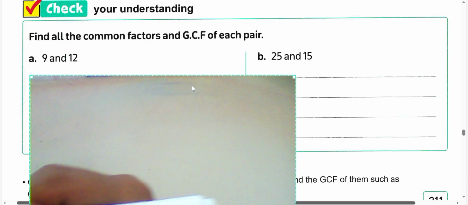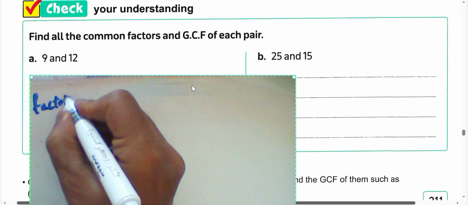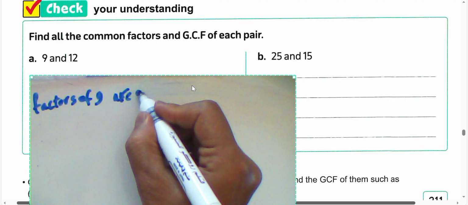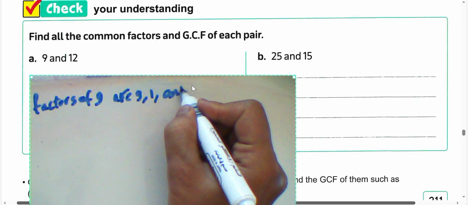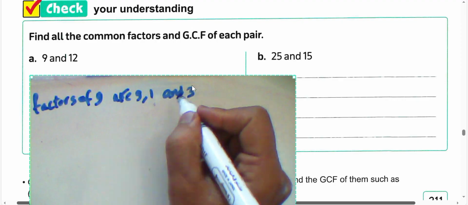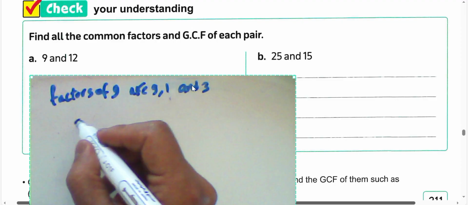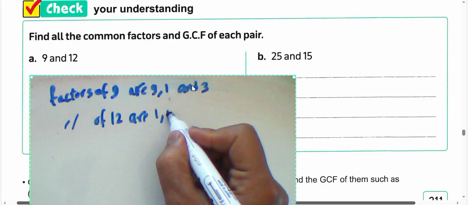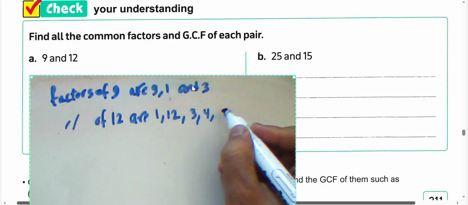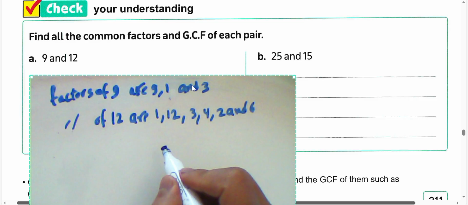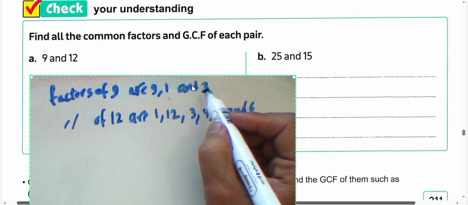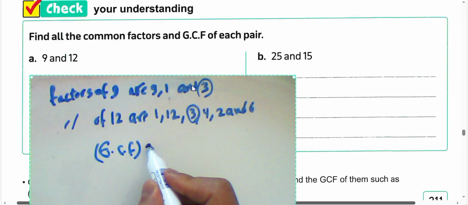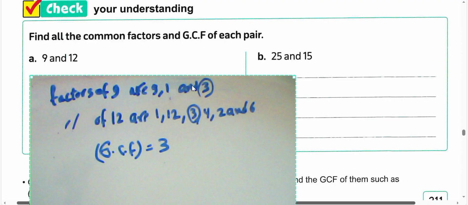We can write the factors of 9. These are the factors of 9, right? 9, 1 and 3. And factors of 12 are, we can write 1, 12, 3, 4, 2, and 6. And the greatest common factor between them equals 3. The greatest common factor between 9 and 12 equals 3.